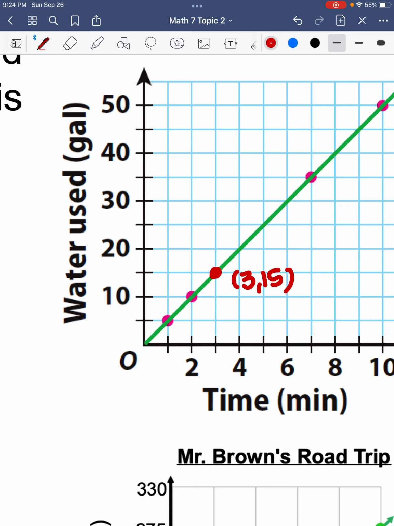Okay? Now remember, when we write an ordered pair, we always write it with our x coordinate first and our y coordinate second. And that's going to help me describe what this point represents because I'm going to start with my y. So 15 is my y. And that corresponds to my y-axis, this vertical axis right here. So 15 means that 15 gallons of water are used.